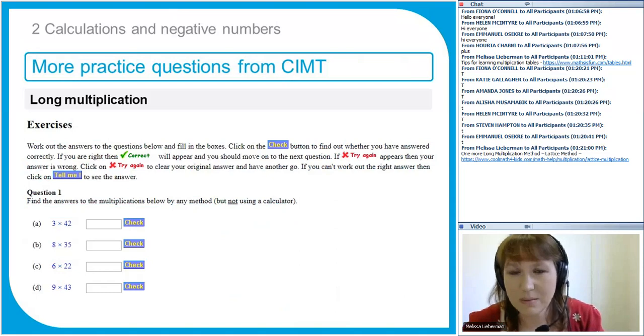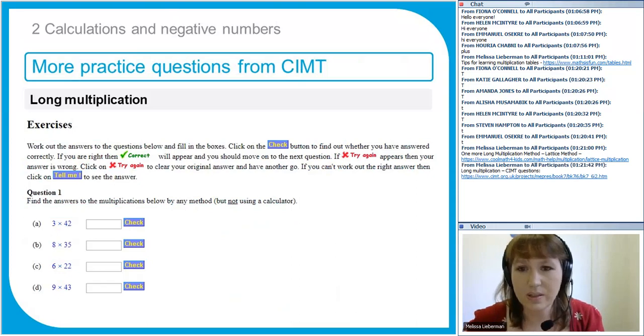If you want to practice some long multiplication, this page is very good. It's from a website called CIMT, Centre for Innovation in Mathematics Teaching, and there are lots of interactive examples and questions that you can go through and practice and check your answers, a little bit like the way our website works. So have a look at that if you want to do some practice questions.